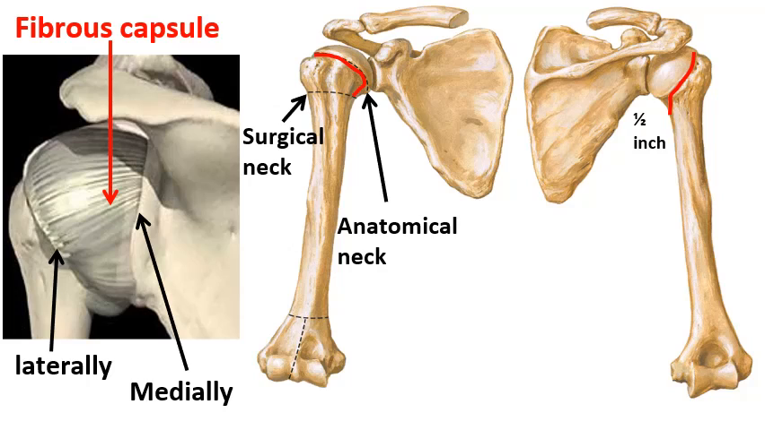So that the medial aspect of the surgical neck of the humerus will be inside the capsule. Okay, so it is intracapsular. This part of the neck is inside the capsule of the shoulder joint.